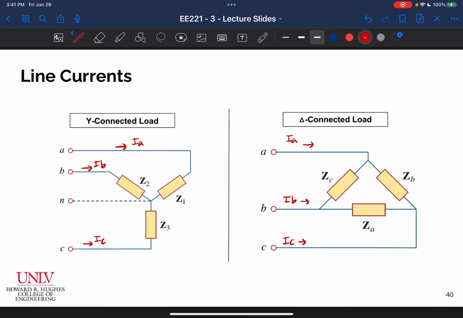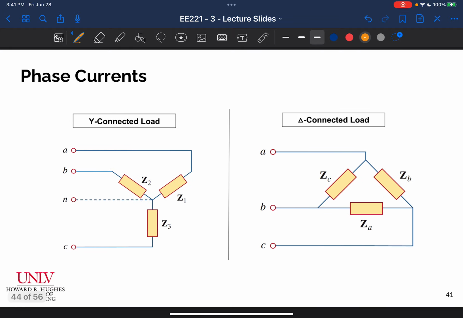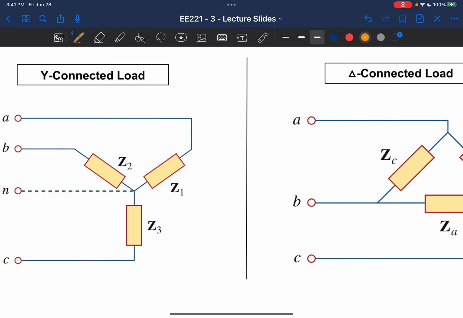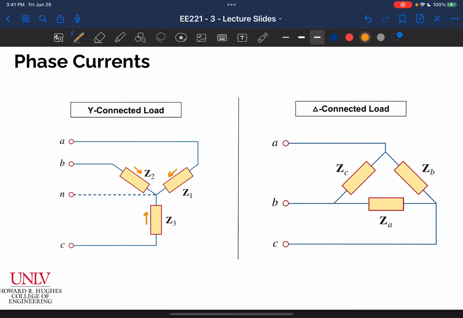I'll draw those in red, and I'll draw the phase currents in a different color. How about orange? The phase currents are the currents through the actual loads, or the actual impedances. And so for the Y-connected load, it should be pretty easy to see that the line currents are actually equal to the phase currents, but that is not the case for the delta-connected load.